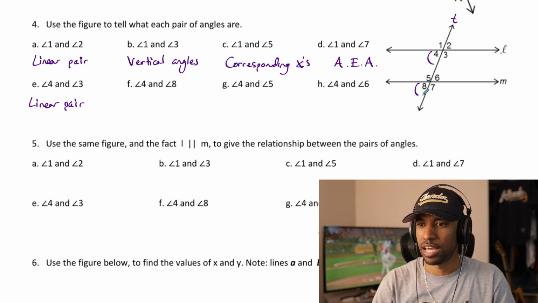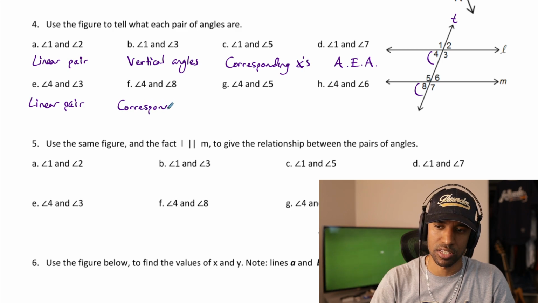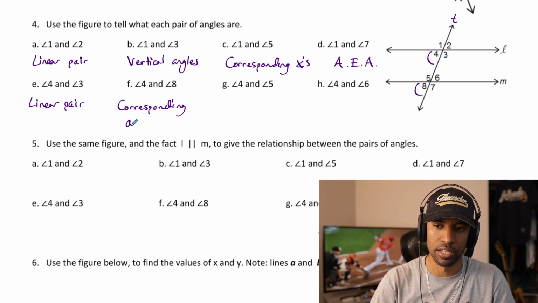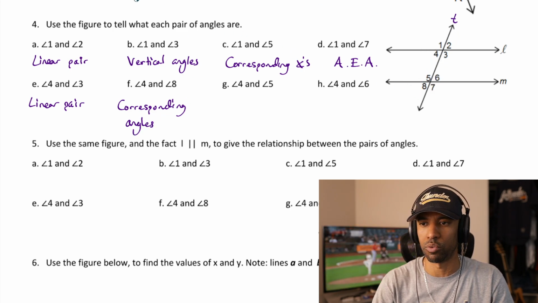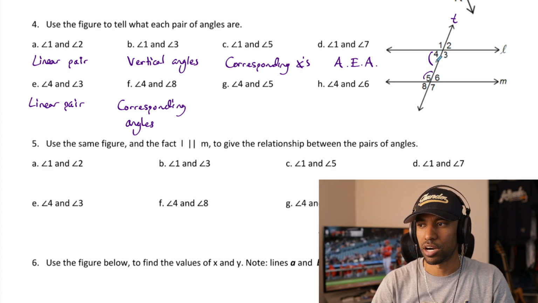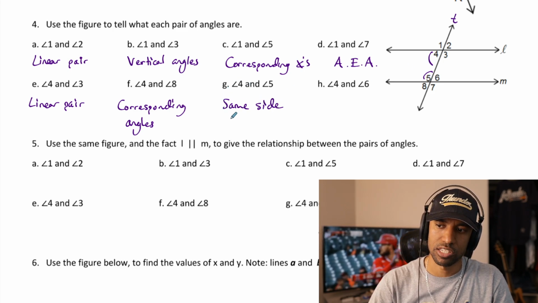4 and 8, another set of corresponding angles. Not much diversity in these, guys. Sorry about that. I could have diversity, but I'm just testing to see if you can identify more than one set of each sometimes. 4 and 5 right here. These are on the same side of the transversal, but inside of the lines. These are called same side interior angles.